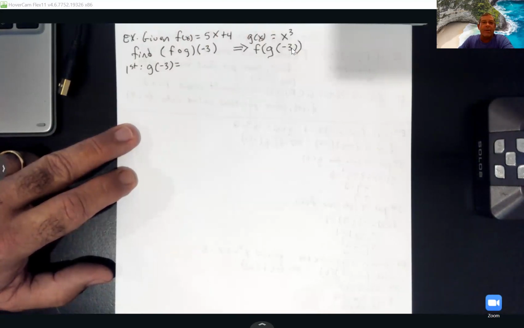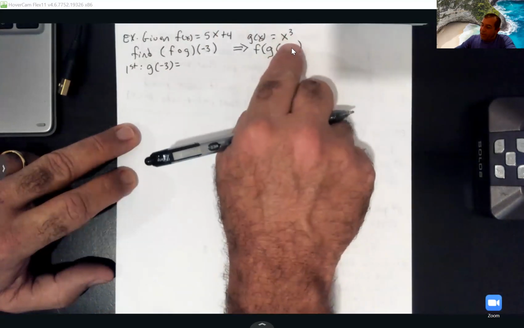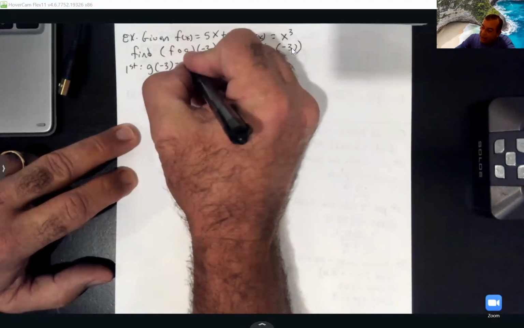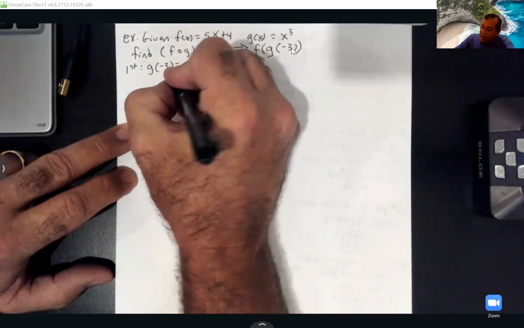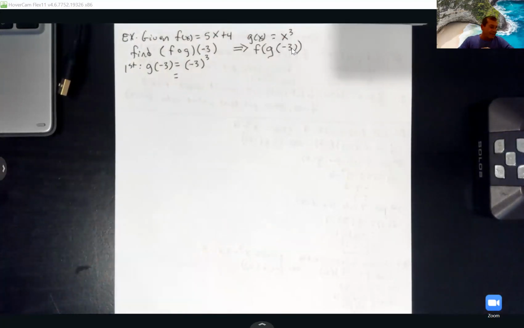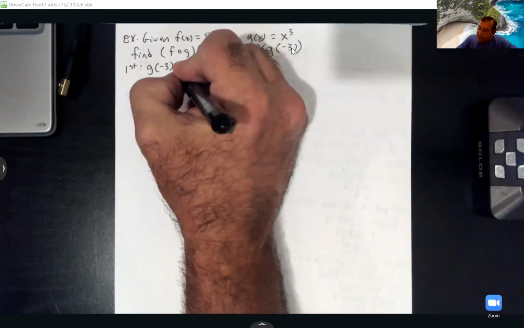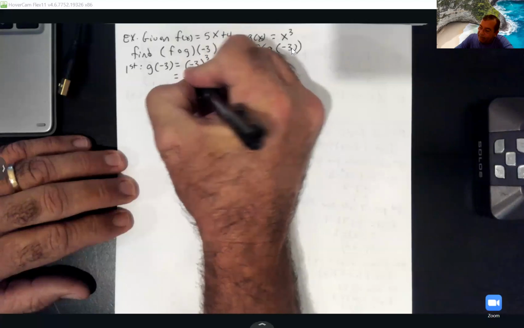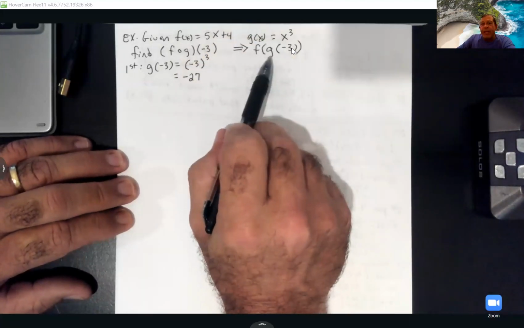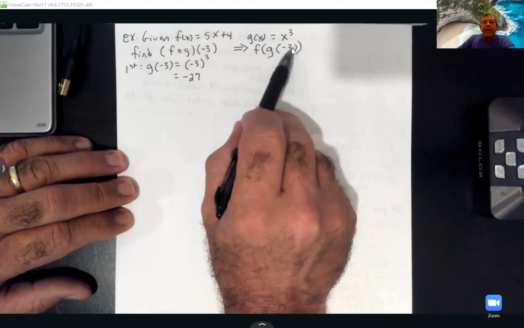All righty, y'all. So g of -3, take that g equation, x to the third, put in that -3, and raise it to the third power. So let's see, that's -3 times -3 times -3. So 3 negatives will definitely be a negative. And then 3 times 3 times 3 gives us 27. So g of -3 equals -27.